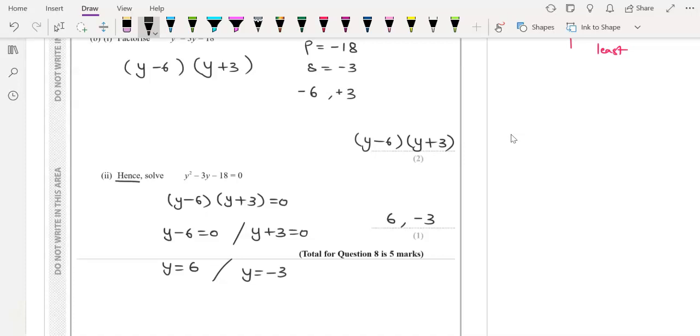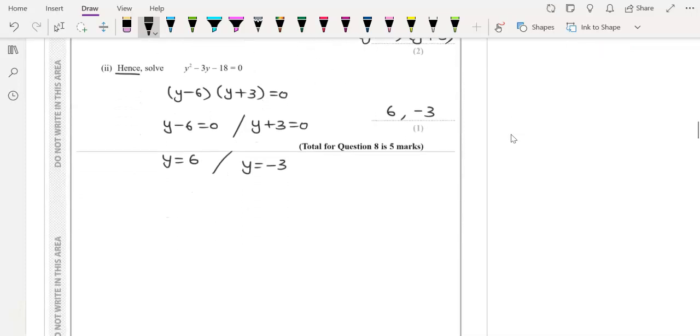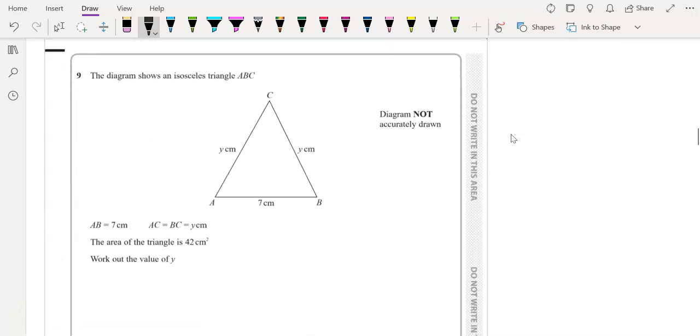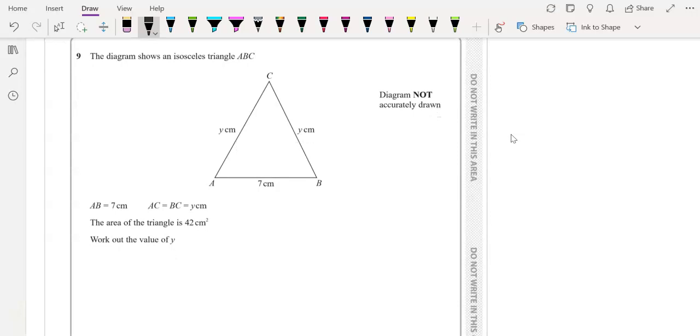Question 9. The diagram shows an isosceles triangle ABC. AB is 7. The two equal sides are y. Area of the triangle is 42. Work out the value of y. Since the area is given and the base is given, we can find the height. So let's draw a height here in the diagram. Since it is an isosceles triangle, the height is also the bisector.